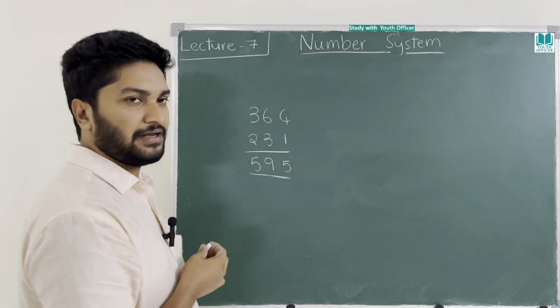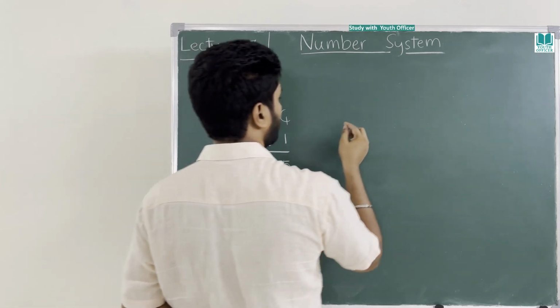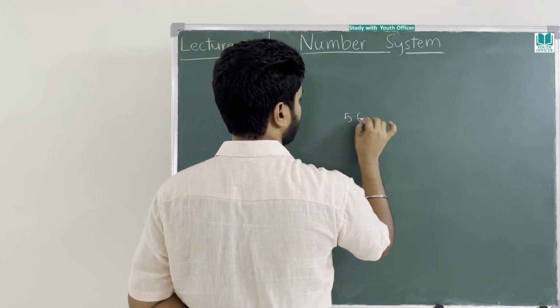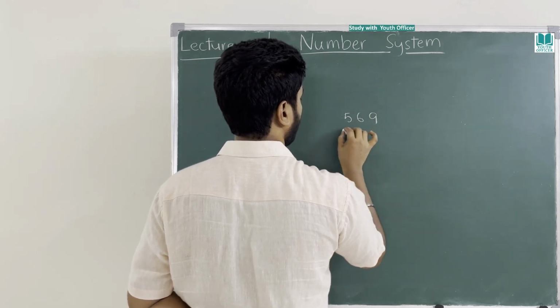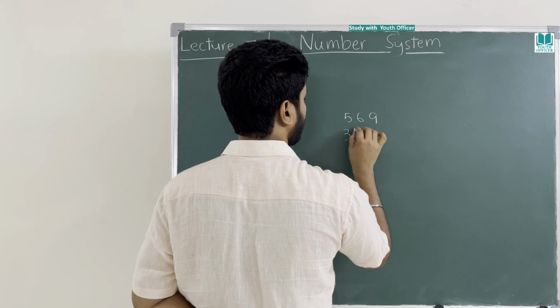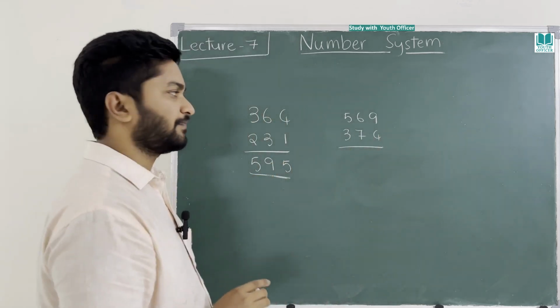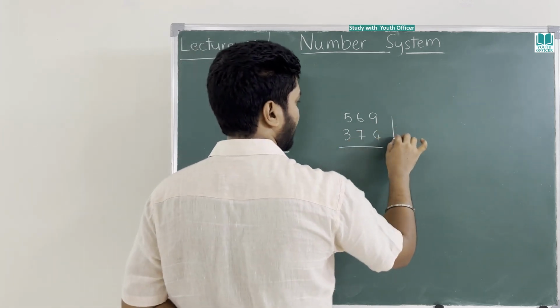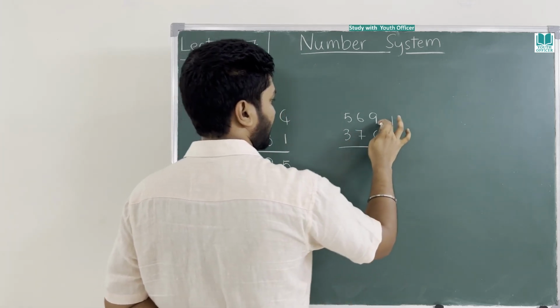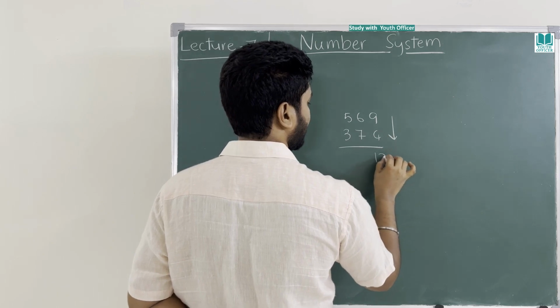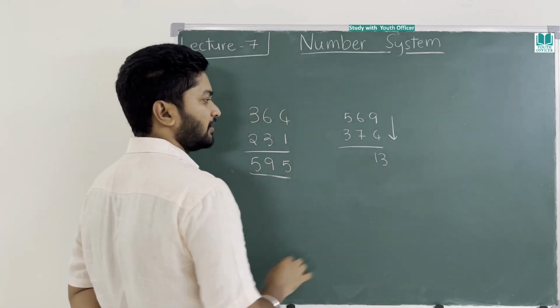What do you mean by carry? I'll show you. I'll take one more example. 5, 6, 9, 3, 7, 4. If I want to add these two, I have to add from the right side, right? 9 plus 4 is 13. You can't write 13 like this here.